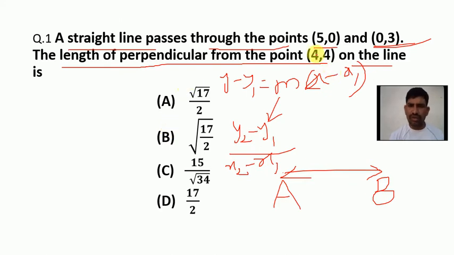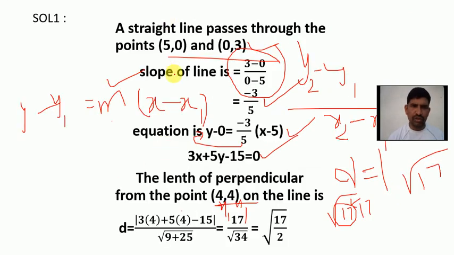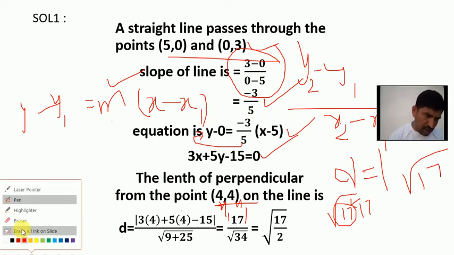Now I'm substituting the values here. This is the point A and this is the point B. We are not observing the point (4, 4) yet. First we are finding the equation using just (5, 0) and (0, 3). By substituting in this, we will get the equation first. The solution is already here, so the slope of this straight line is what we got.